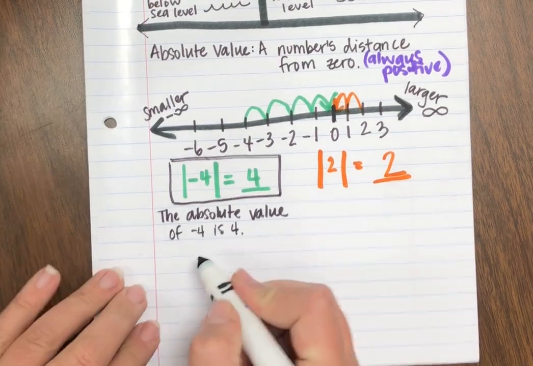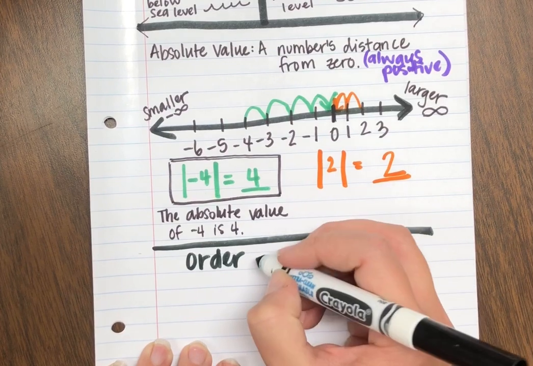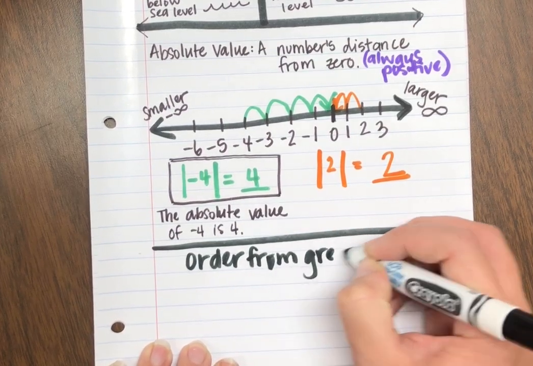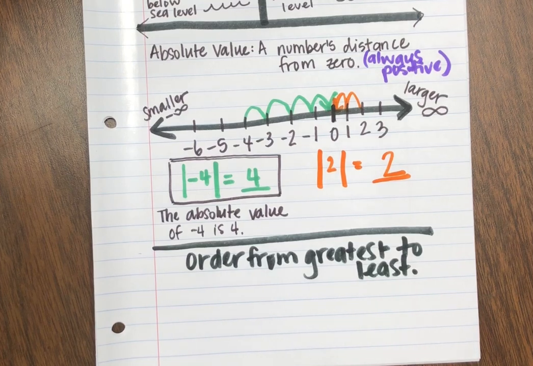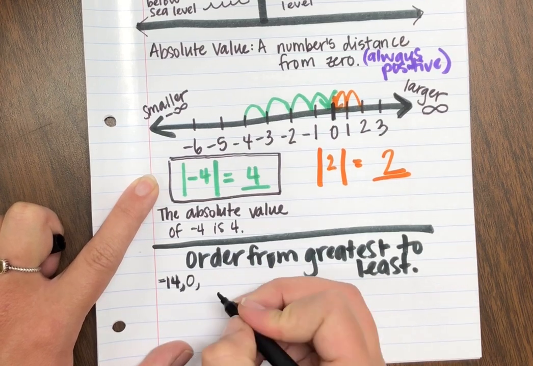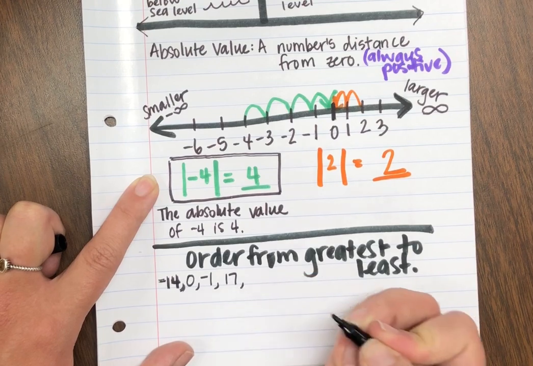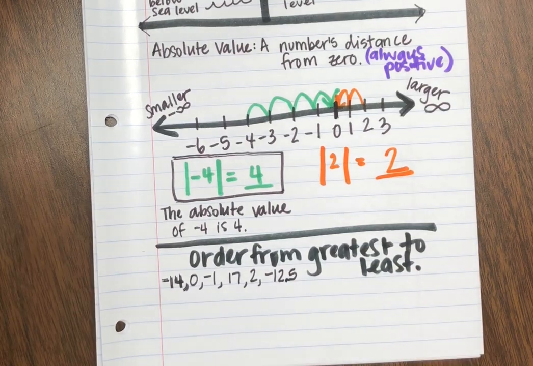Let's do one last example down here at the bottom. What we're going to do is order from greatest to least. I'm going to give you a set of numbers. We're going to put them on the number line from greatest to least, but the first thing I want to do is just give you this set of numbers. The set of numbers is going to be -14, 0, -1, 17, 2, and -12.5, okay? Those are not in order from greatest to least.